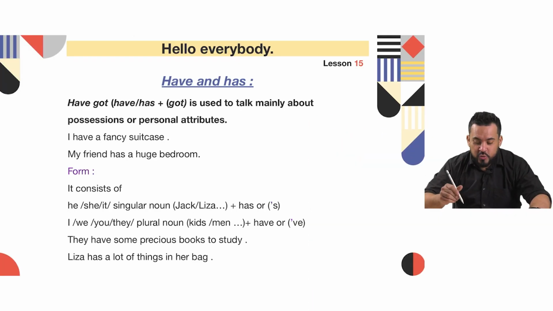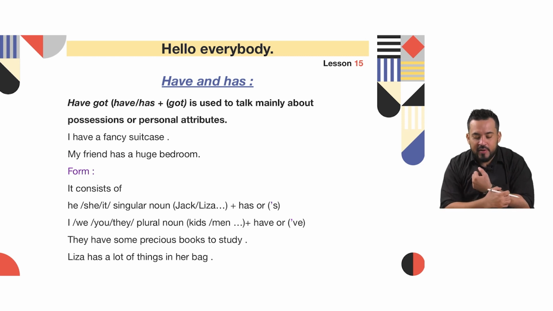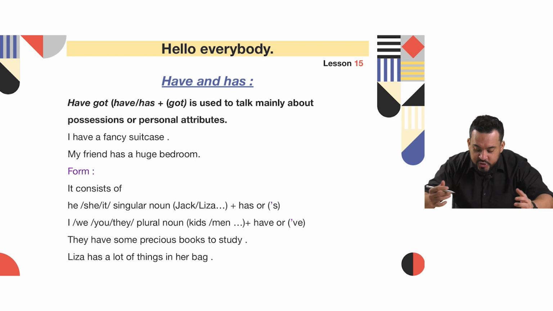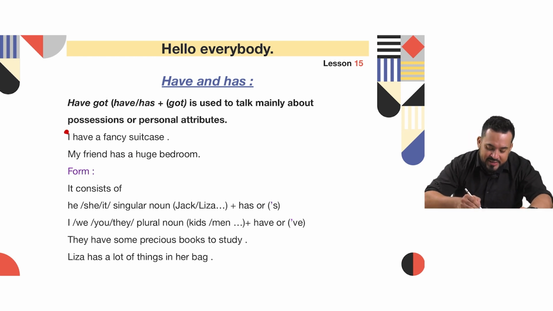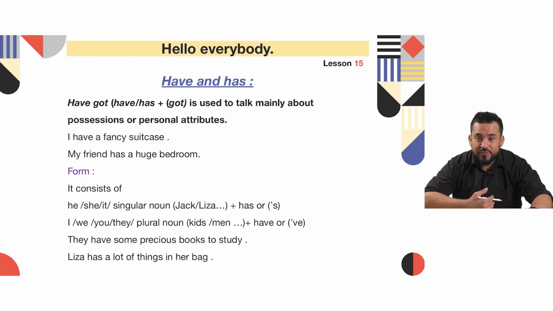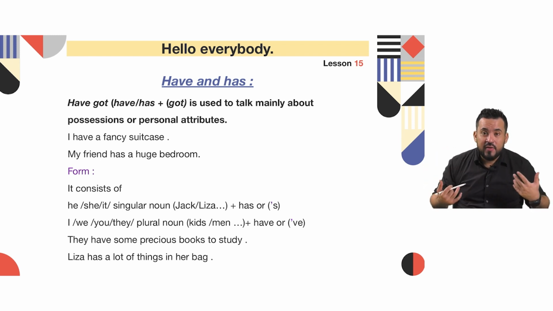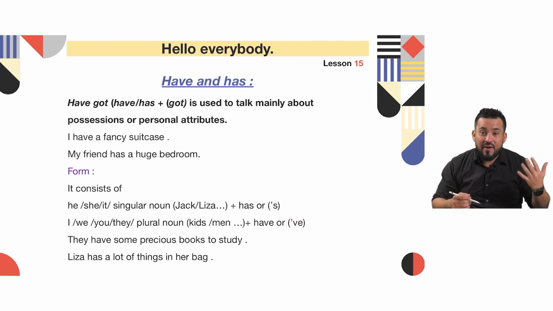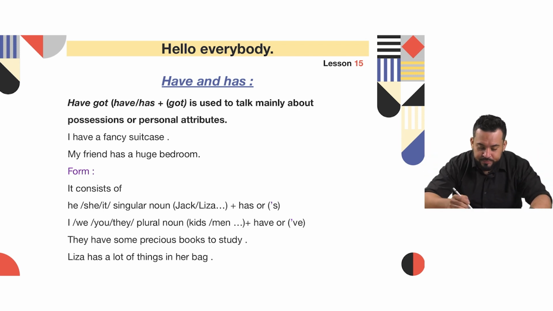Okay, so let's start with have and has. Have or have got, has or has got, is used to talk mainly about possessions or personal attributes. Okay, possessions, it means something that you own. Personal attributes is to describe something about yourself, like I have dark hair, okay, or I've got dark hair.